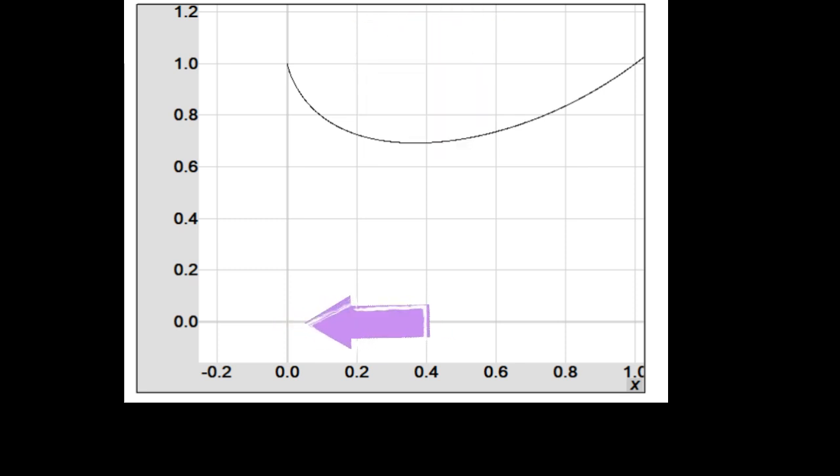Here, as x approaches 0 from the right side, indicated by the light purple arrow in the picture, the values of x to the x, which represent the y-coordinates, approach 1 from below, which is indicated with the red arrow.